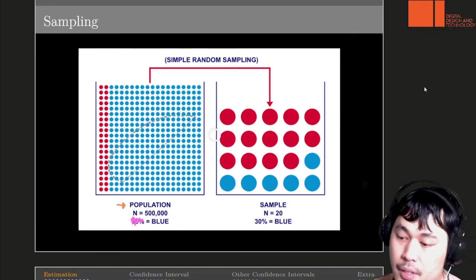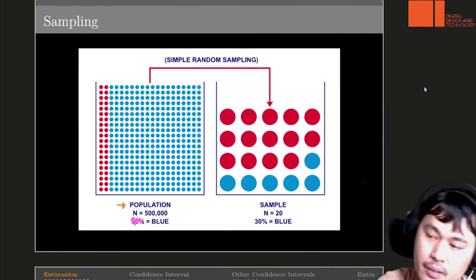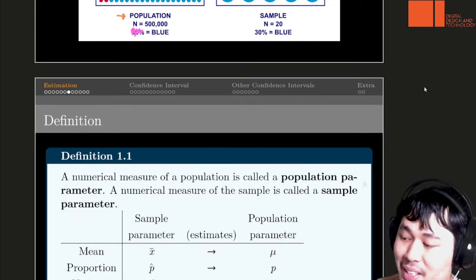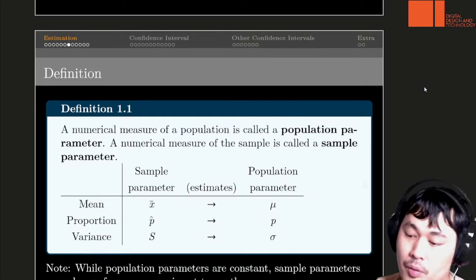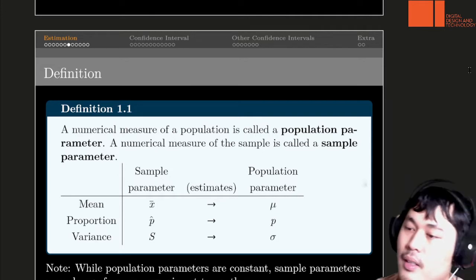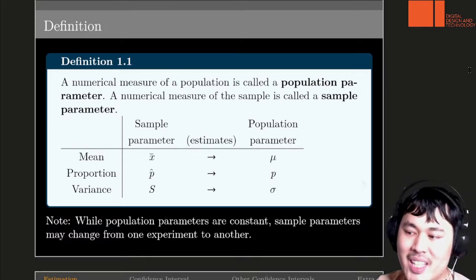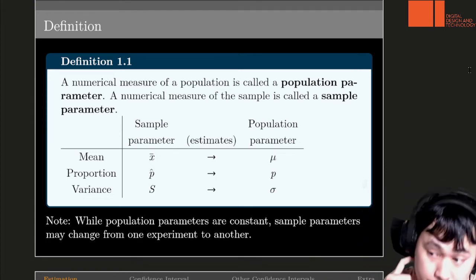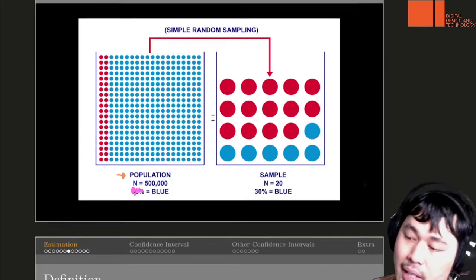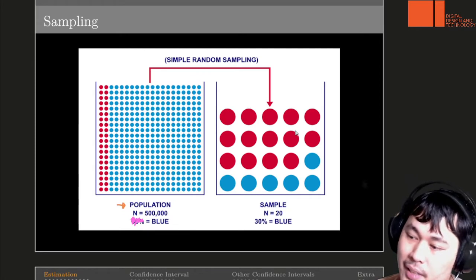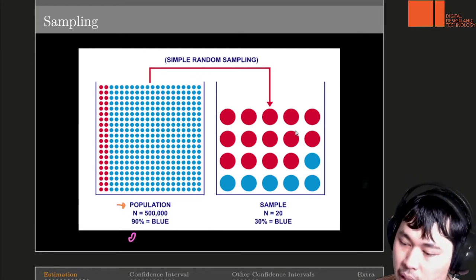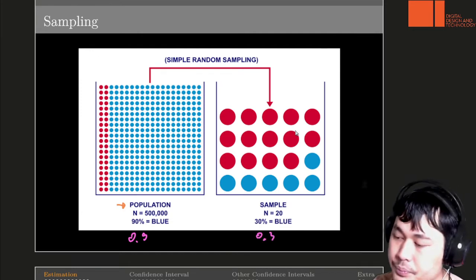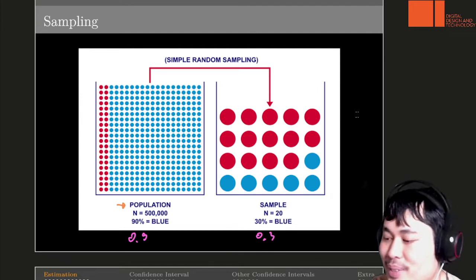And this is the process of using just a small sample to estimate the whole population, which is of course called estimation. But before we move on, we have to discuss a little bit about the convention of how you could write these numbers, right? Because there are two numbers here. On the left we have 90% or 0.9, and on the right we have 30% or 0.3. And these are of course two different numbers.